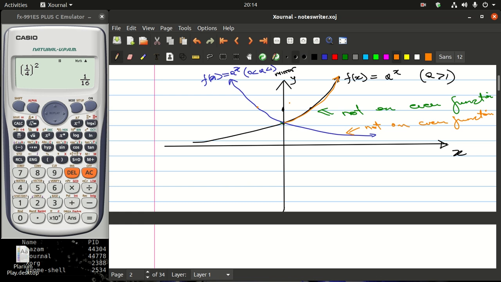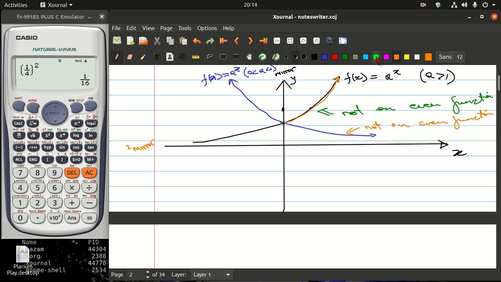Now, when you are dealing with odd, you have two mirrors. One is along the y-axis, and the second mirror is along the x-axis.